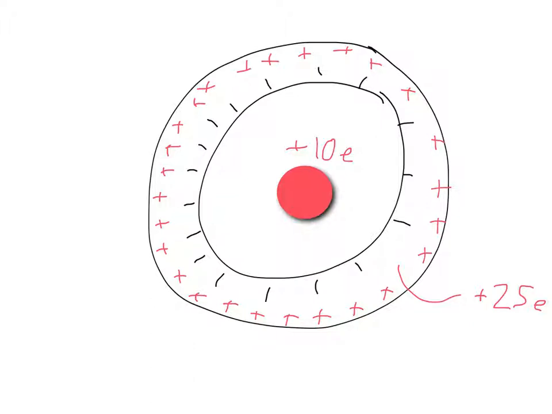So we'd expect the inner surface to work out to be negative 10 electric units of charge. What about on the outside? Remember, for the entire shell, it needs to have a charge of positive 25 electric units. So if the inside is at negative 10, then the outside, to balance that out, is going to have to be positive 35 electric units of charge.